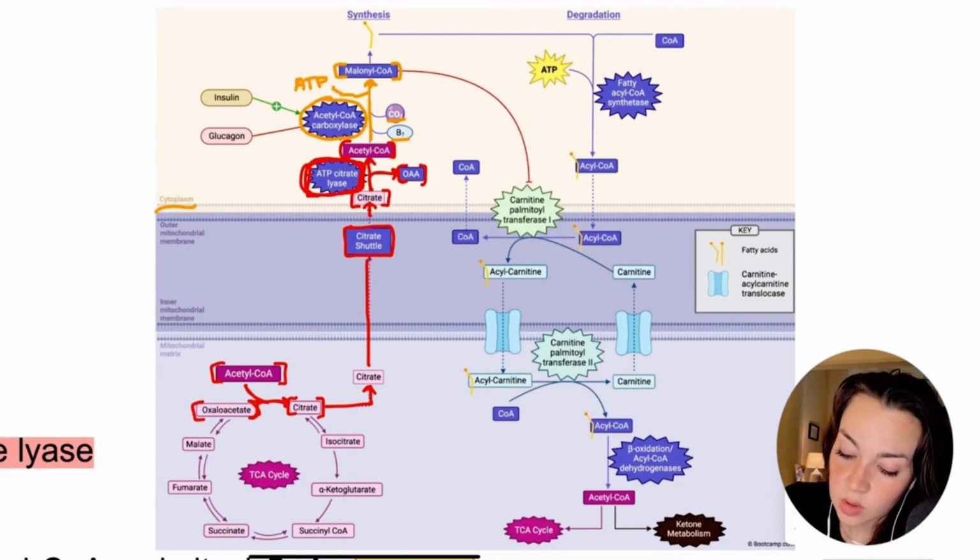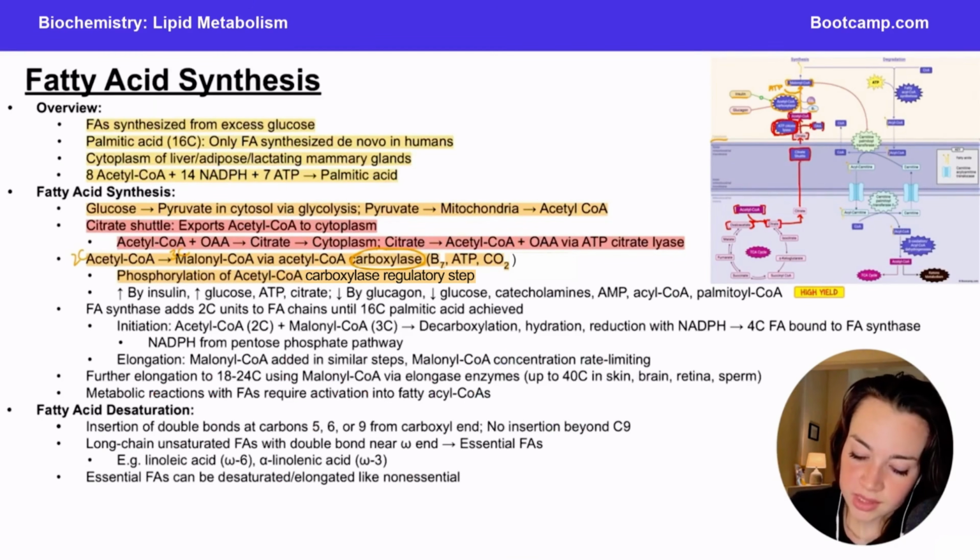And that ATP is going to phosphorylate our acetyl CoA carboxylase, and that is a regulatory step. So that'll be upregulated by insulin, high glucose, ATP, and citrate. All indications of the fed state, saying that, okay, we have enough energy, we have extra glucose to spare, let's turn it into some fatty acids.